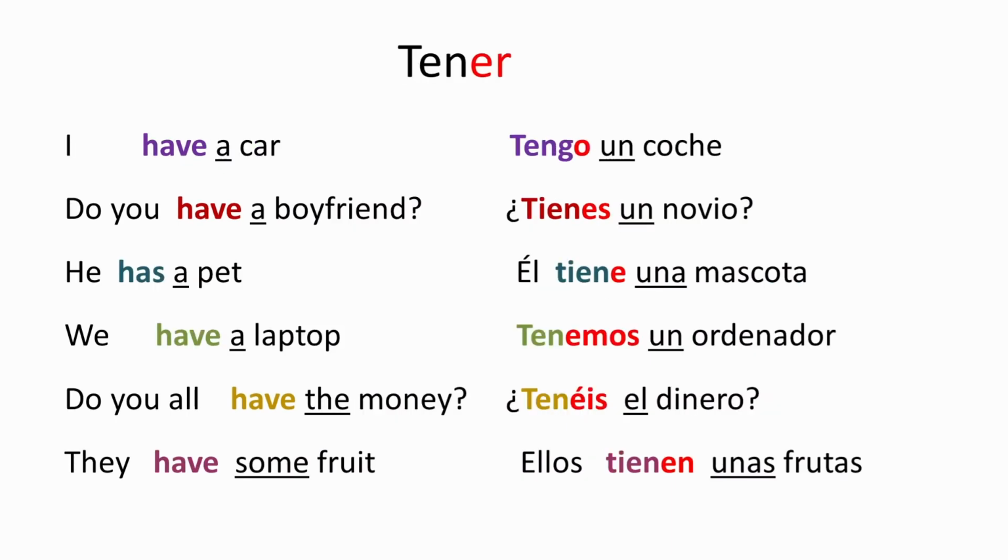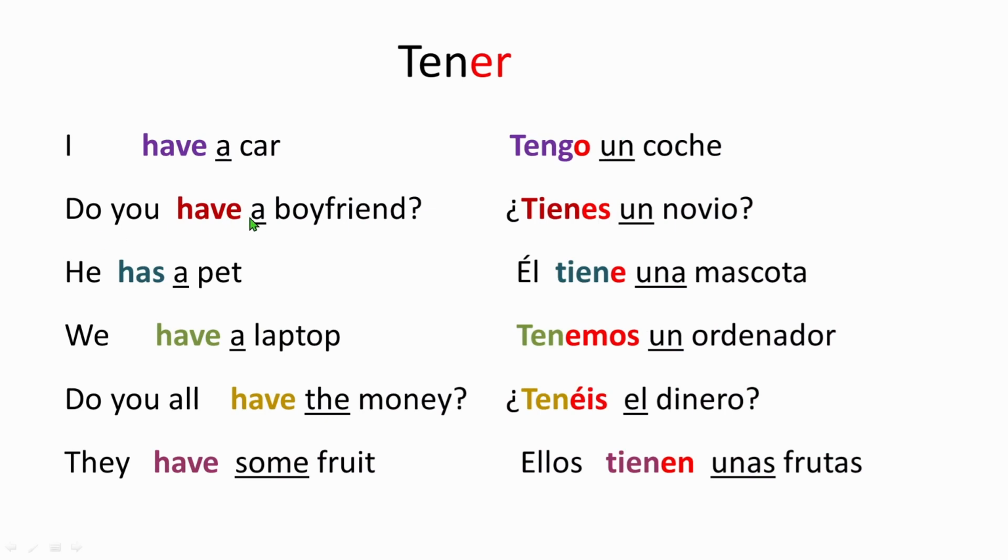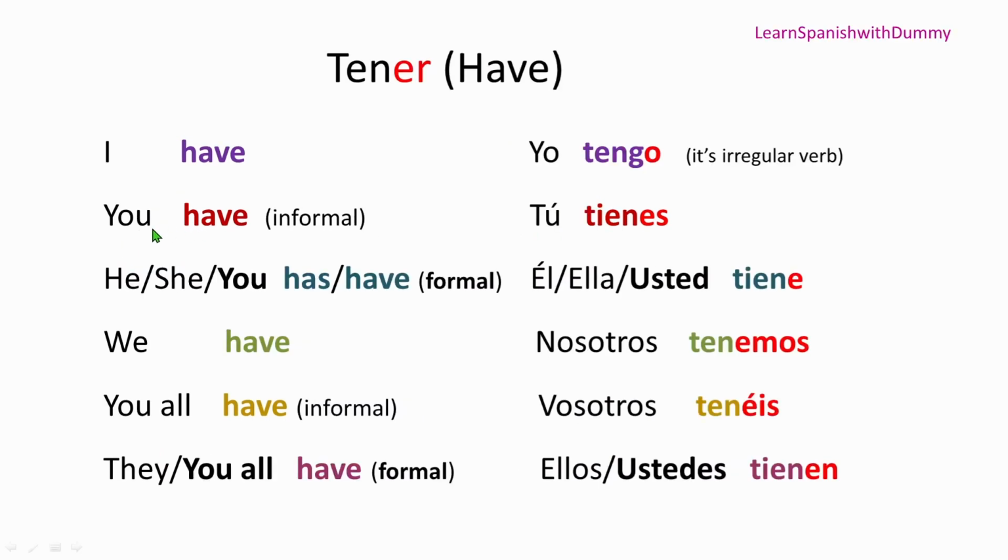Let's see some practical sentences with tener. When you say I have a car, you say tengo un coche. Tengo is I have, right? We just learned that I have is yo tengo. When you say do you have a boyfriend, ¿tienes un novio? Tienes is you have, okay? We learned just now, you have, tienes.